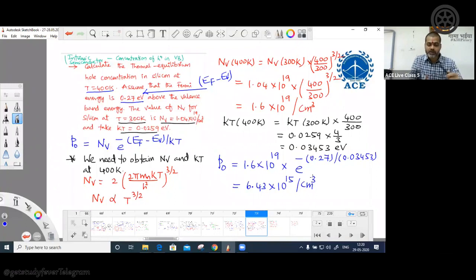Now this NV and NC, if they have not mentioned that they are varying with respect to temperature, then you can take them as constants. But here he has very clearly mentioned NV at a particular temperature kT, and he is asking at some other temperature. So we need to calculate for 400 Kelvin also. Otherwise you can take them as constants. Hope I am clear. So this is how we can calculate. So let us go to the next.